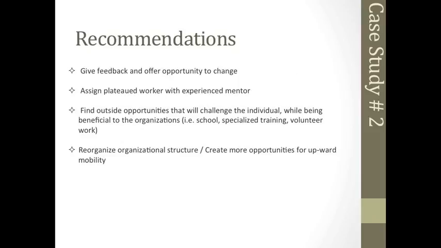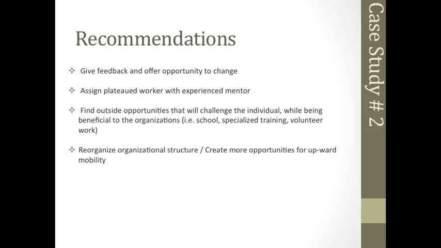In addition to the proposed solutions offered by the author, here are some additional recommendations. The first is give feedback and offer opportunity to change. Any of these situations can be fixed. The second is assign plateaued workers with experienced mentors. These mentors can not only influence behavior, but they can also help these plateau workers delegate some of their tasks to feel like they're accomplishing a lot more than what they are.